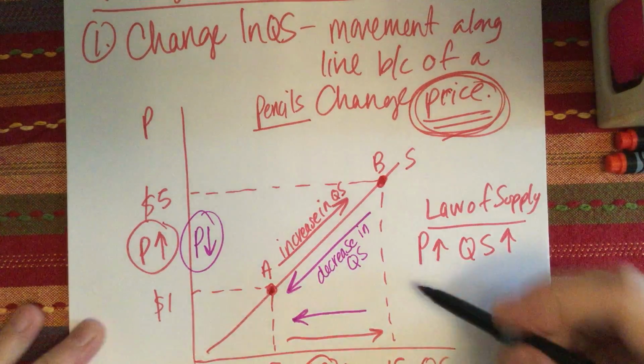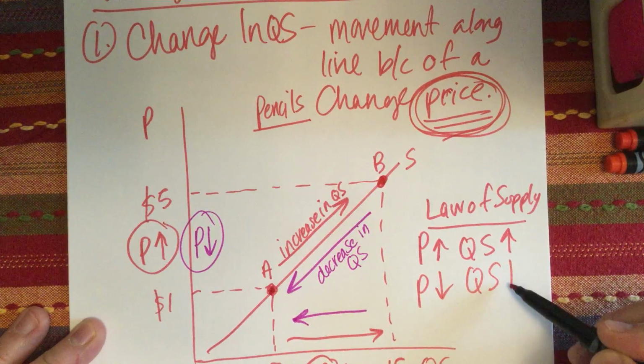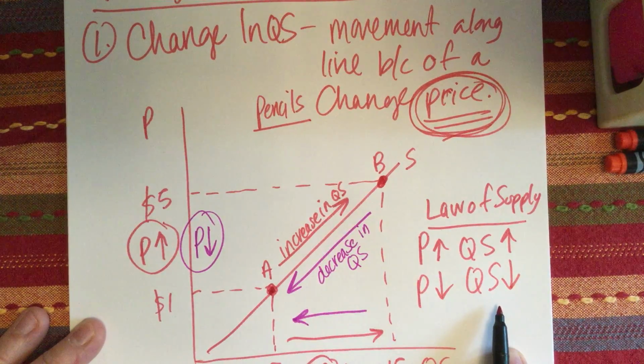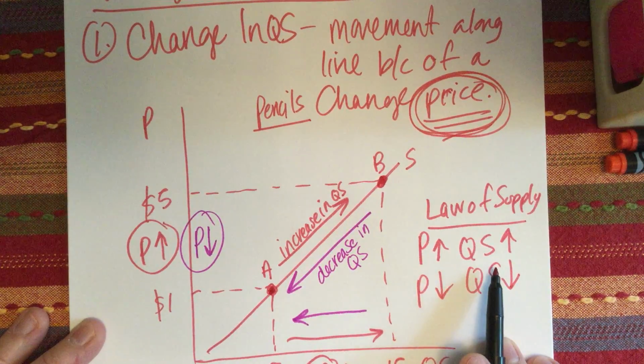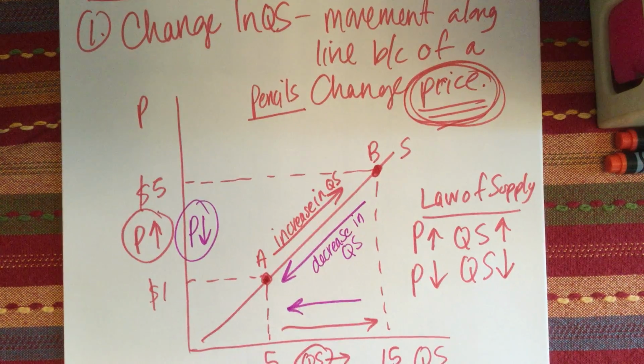And it's directly related to the law of supply that says that when price goes down, the quantity supplied goes down. When price goes up, the quantity that you supply will go up. So hopefully that will help you.